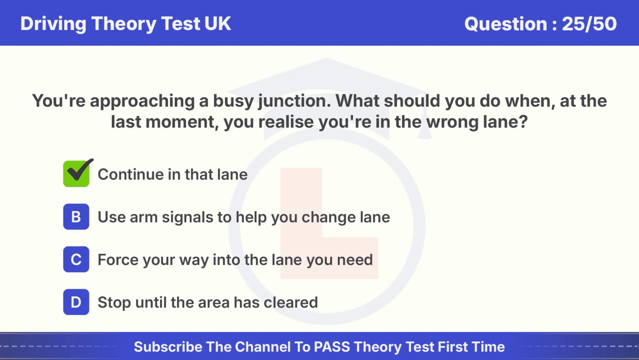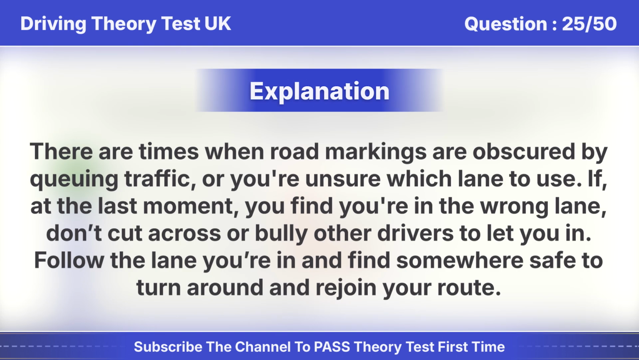Answer is A. Continue in that lane. There are times when road markings are obscured by queuing traffic, or you're unsure which lane to use. If, at the last moment, you find you're in the wrong lane, don't cut across or bully other drivers to let you in. Follow the lane you're in and find somewhere safe to turn around and rejoin your route.